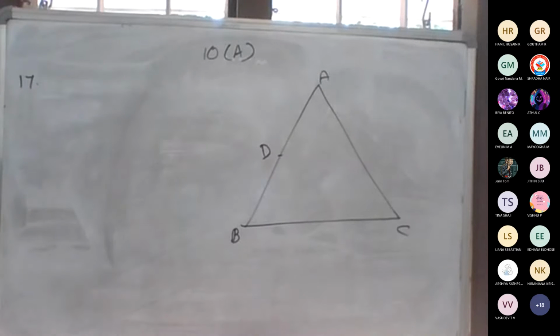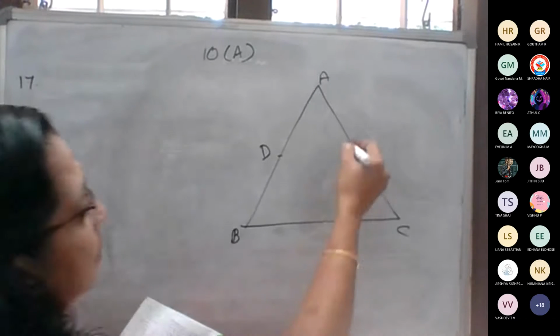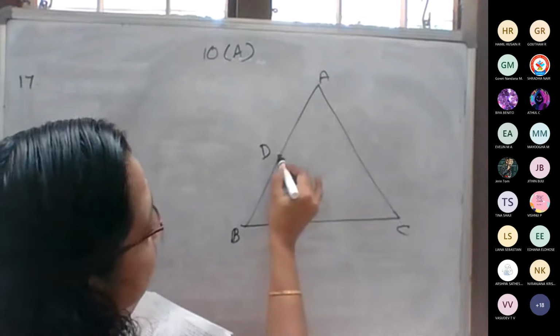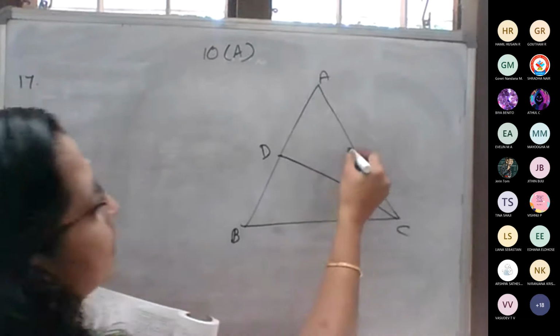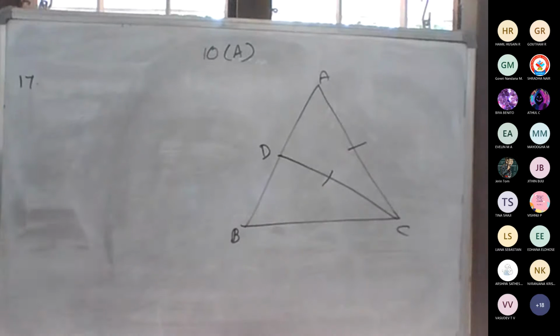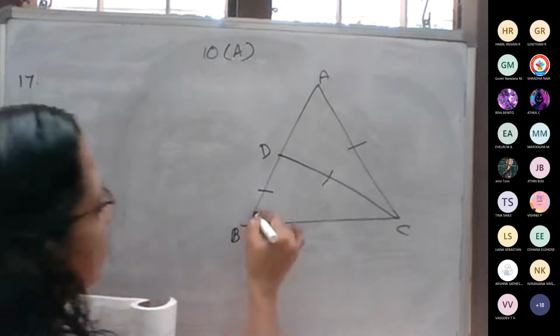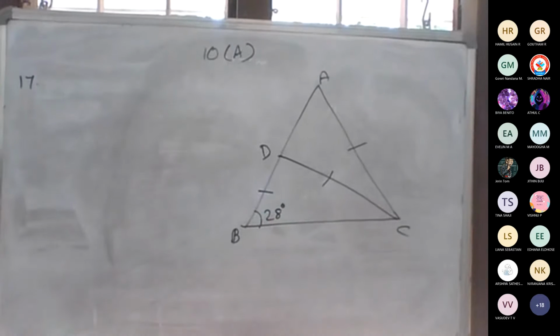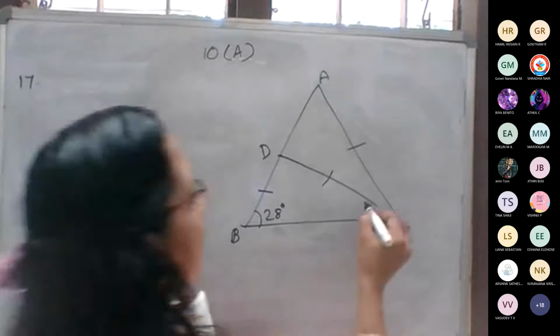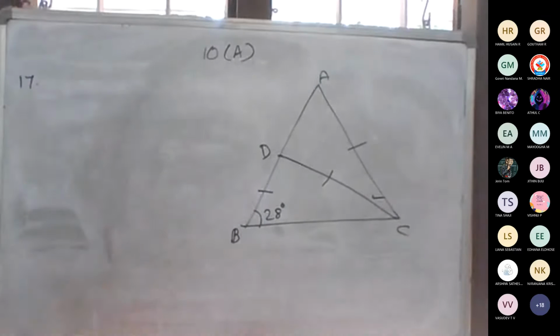Such that AC is equal to CD. Then CD is equal to DB. Three sides are equal. Then angle B is equal to 28 degrees, given here. Then find angle ACD. So this angle we have to find out.